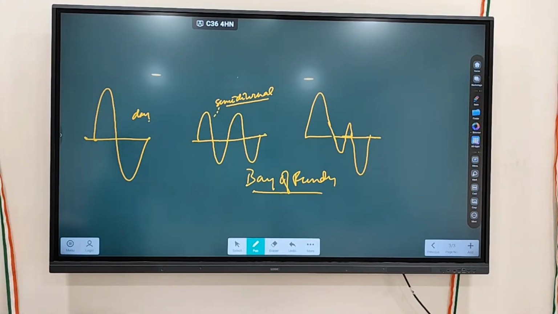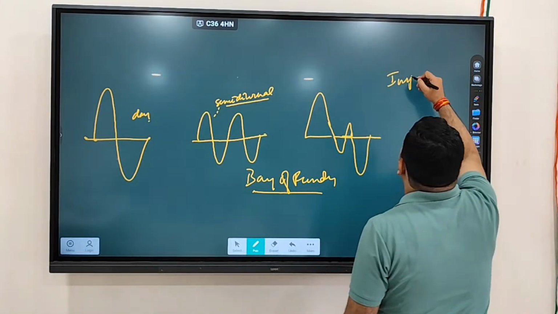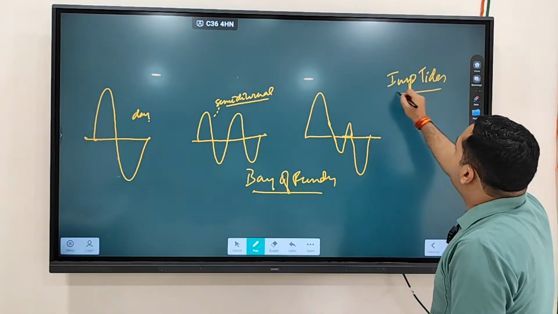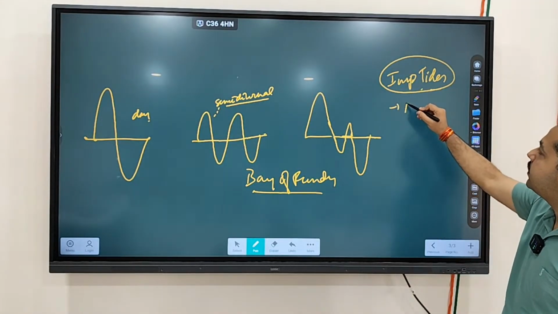Fine. Now, what is the importance of tide? What is the importance of tide? First thing, tides help in navigation.